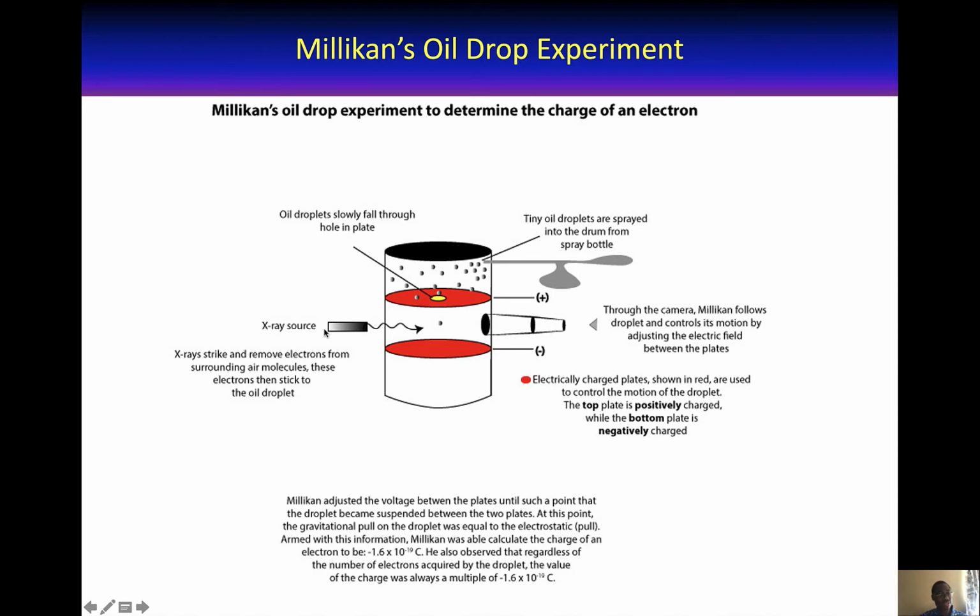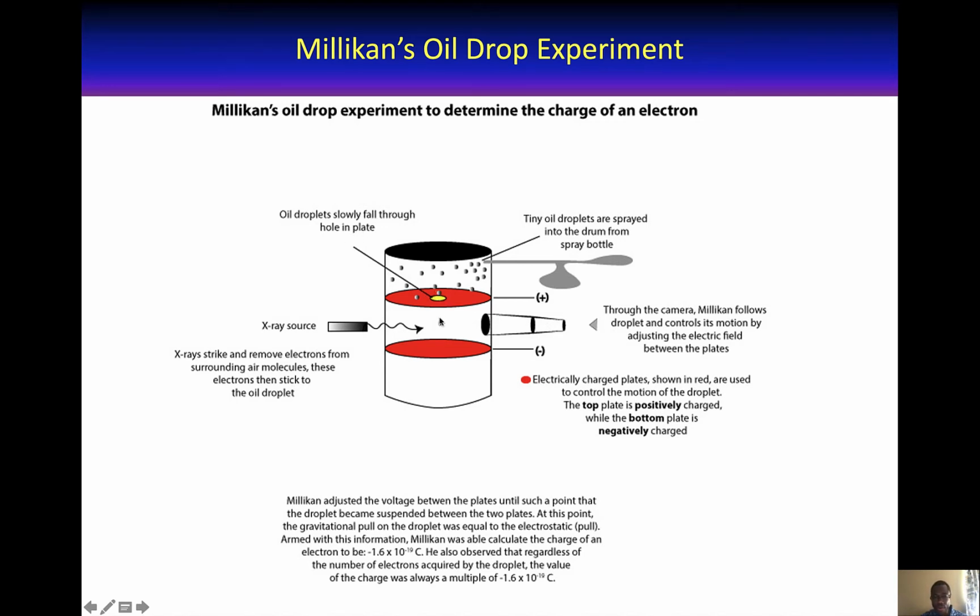Also, there is an X-ray source. These X-rays strike and remove electrons from surrounding air molecules. These electrons then stick to the oil droplet. Also, there is a spray bottle. This spray bottle is used to spray tiny oil droplets into the top compartment. These oil droplets then fall slowly through the hole in the top plate.